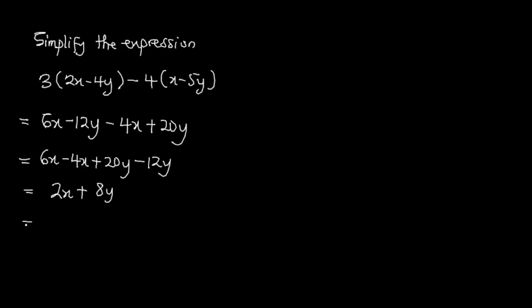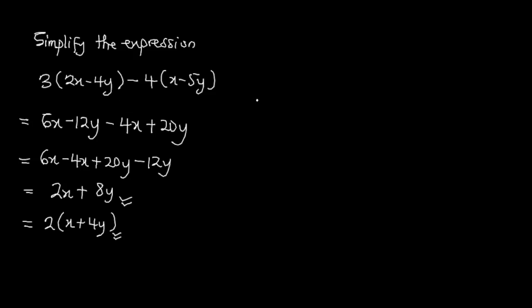Or you can still do it this way: if you look at 2 and 8, they have a common factor. That common factor is 2. So you can factor out 2, then you write 2 into bracket x plus 4y. This is the same as the previous answer, because if you expand this bracket, this is what you get. So you either leave your answer as this or you leave it as this. Either way, your answer is still correct.